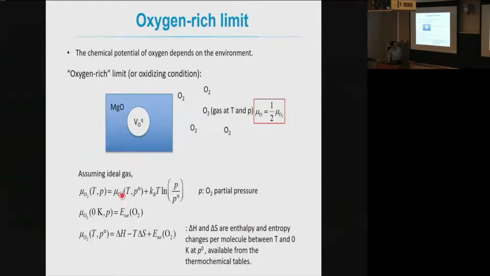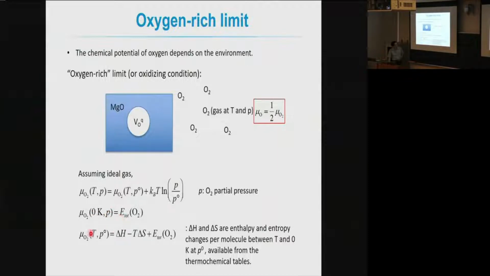Another thing is that at 0 Kelvin, when temperature is very low, all the atoms or molecules are standing still. At 0 Kelvin, there's no kinetic motion, so there's no pressure effect, they just stay there. Therefore, in this case, the natural choice of the oxygen chemical potential is simply the total energy or internal energy of the O2 molecule, which we get from the computation, all right? So we have this value at 0 Kelvin.